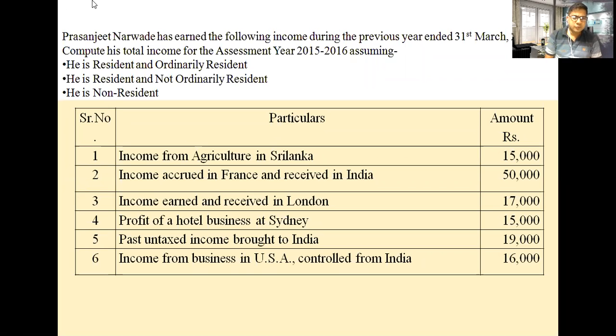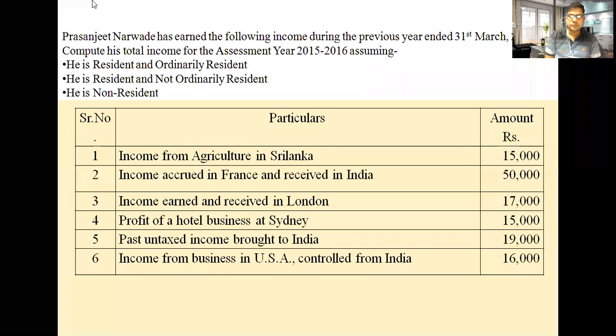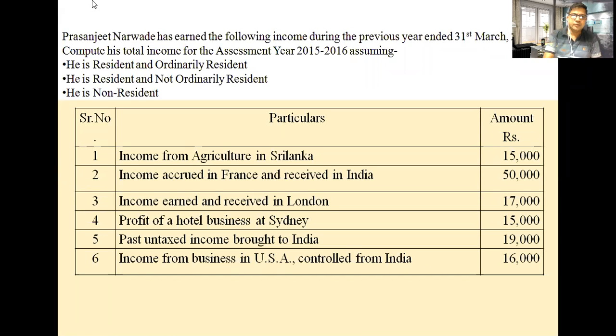Now this is the particular sum we are going to solve. In this sum, Mr. Prasenjit Narwade has provided information regarding his income during the previous year 2014-15, and we have to assume whether he is a R&OR, RBNOR or NR, and on that basis decide whether income is taxable or not.